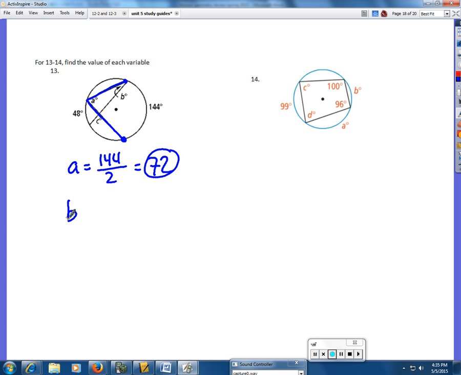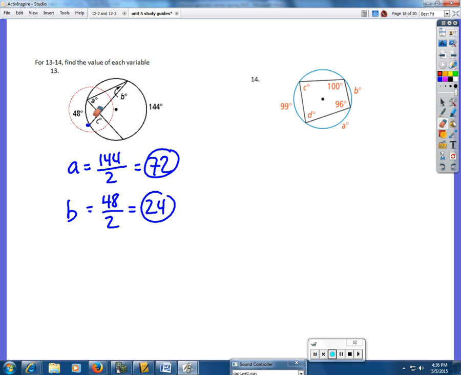B is right here. I can see those endpoints are right here. So B is half of this 48, so 48 over 2, and it's 24. So remember, the angle is half the arc. The arc is twice the angle.